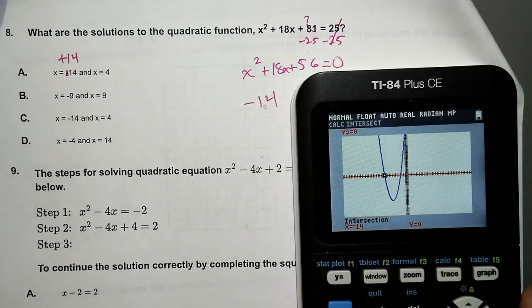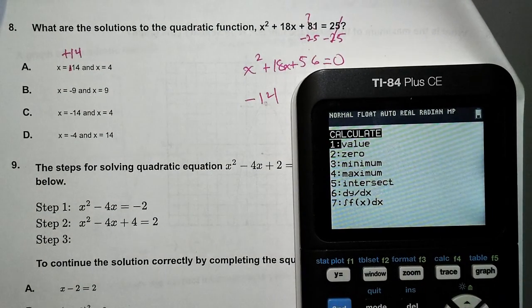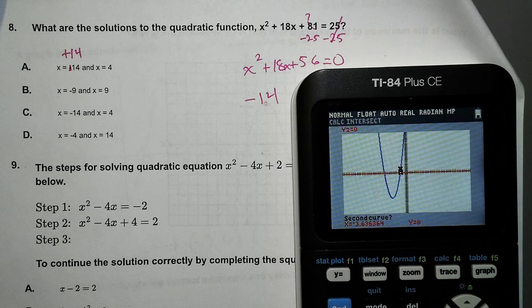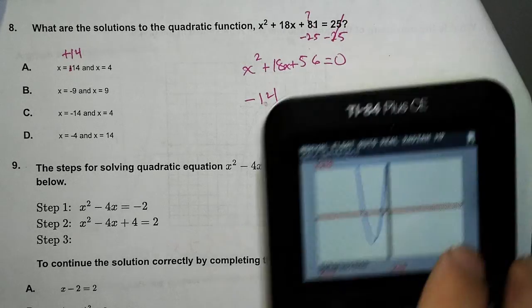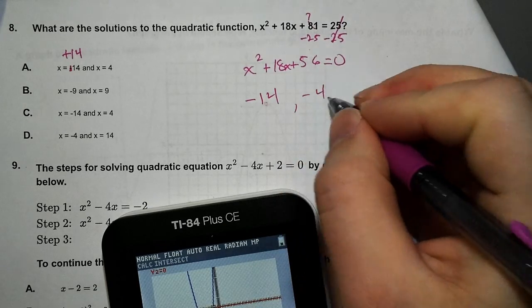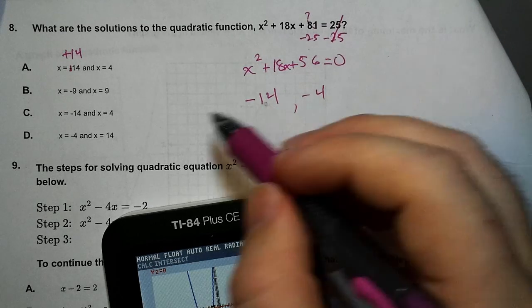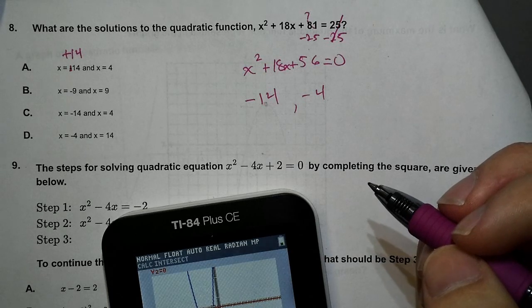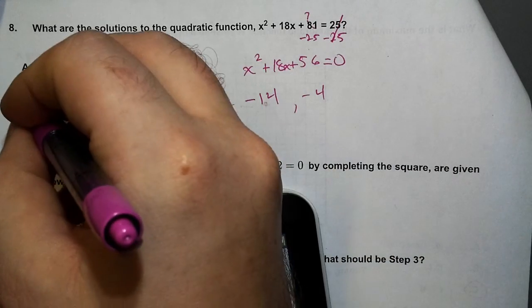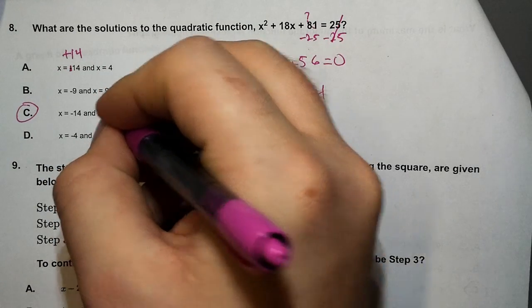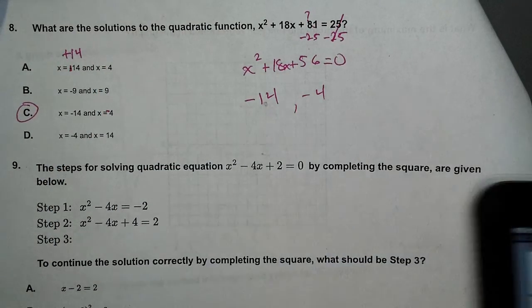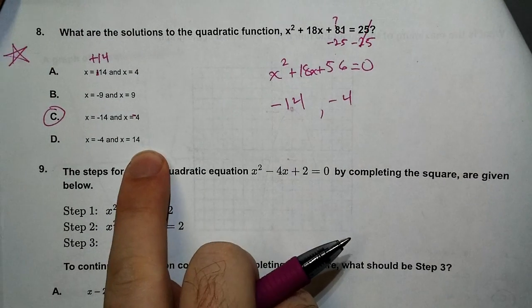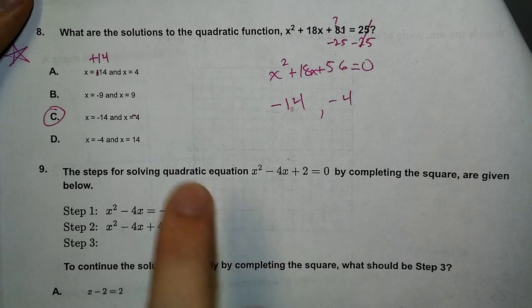All right, now for the other one. Go back, second trace, go back to intersect, and we're going to move to the right side now. Push enter 3 times, and it goes at negative 4. So negative 14 and negative 4, which is answer choice, oh, there were two typos. It should be C. Sorry, I apologize for that. If you couldn't get this one earlier, I will fix it for the guys in class, but I can't reprint this for you. So that was another error on this printing.